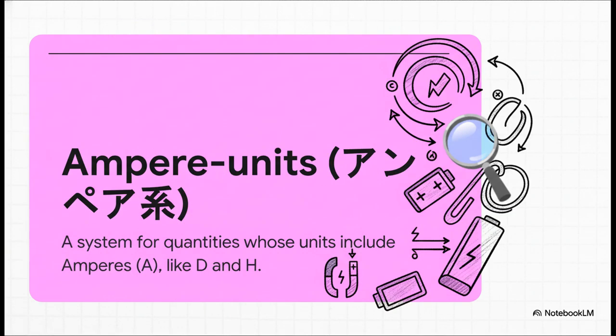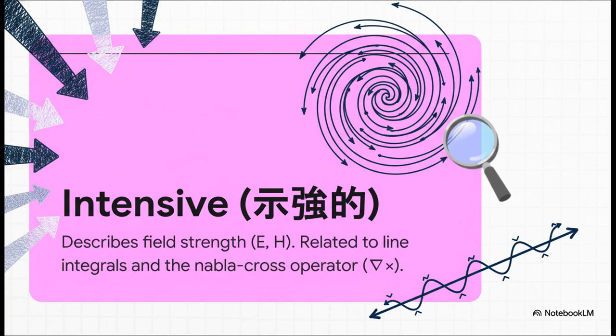And you can probably guess what's next. On the right side, we've got D and H. We're going to call these ampere units because, well, their units involve amperes. So just think of a horizontal dividing line. Volts on the left, amps on the right. That's our first big organizing principle. Okay, next classification. This is about their physical nature.